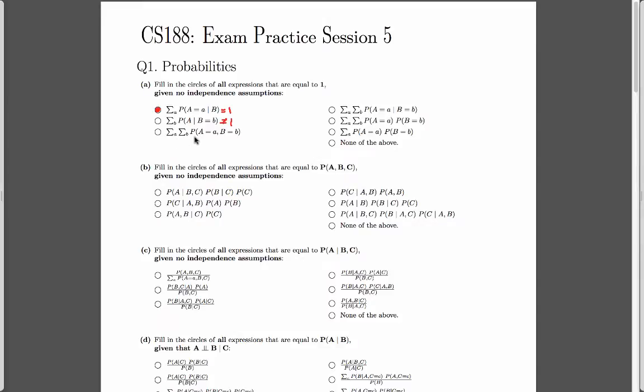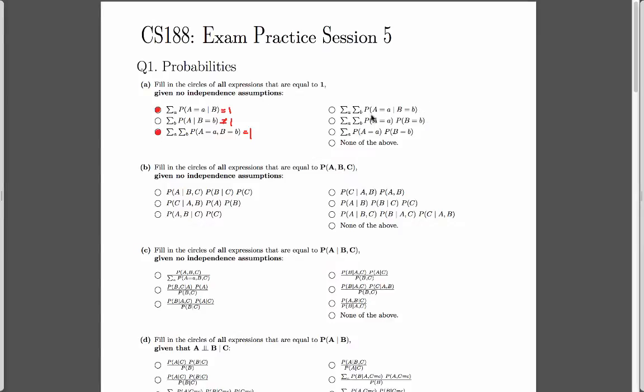Looking at the second one, we have a joint probability distribution over a and b, and we have a double sum over a and b over all the values in this joint probability table. So when we sum over both of these, this is equal to 1.